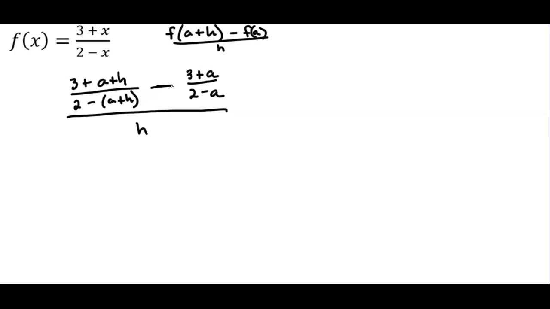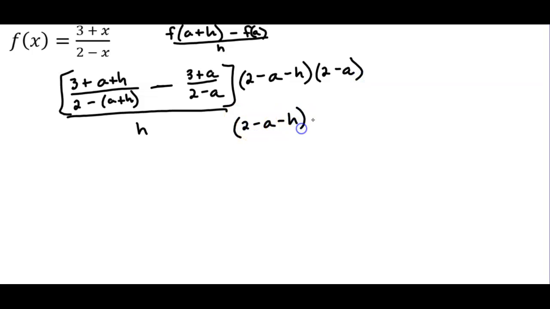Now, even though this is a little messy, you might say, okay, I can get a common denominator. And that's kind of what we're going to do. We're going to multiply the numerator by the LCD. And in this case, the LCD, I'm going to write it as 2 minus a minus h. I'm going to distribute that minus sign times 2 minus a. And I'm going to multiply it in both the numerator and in the denominator. Okay, so let's see what happens when we do that.